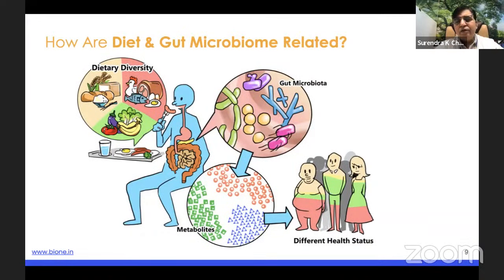Now, once we understood how these microbes play an important role, let's understand how they are shaped in our gut. So the diet is an important factor, what we eat. The diversity of the diet we are taking, whether we are taking processed food, or more non-vegetarian food, or whole vegetarian and grain food. Based on that, we are shaping our gut microbiome. And our metabolite production determines what our health status is going to be. Are we going to be a healthy and lean person with less chronic disease burden, or are we going to be an obese person with more chronic disease burden?